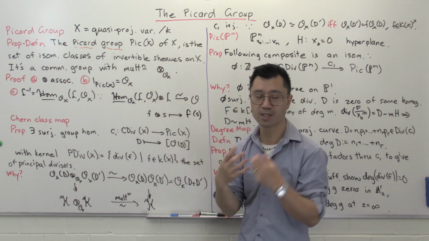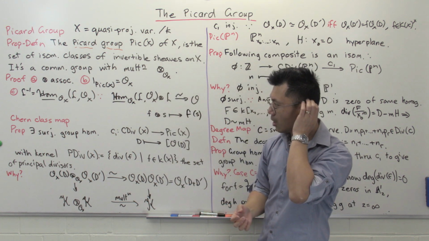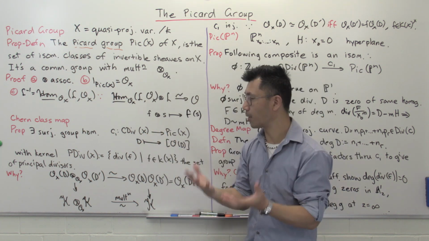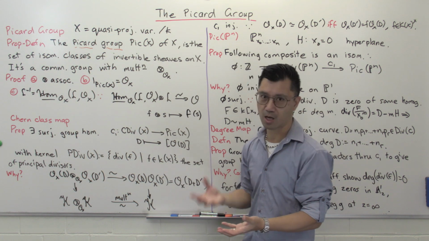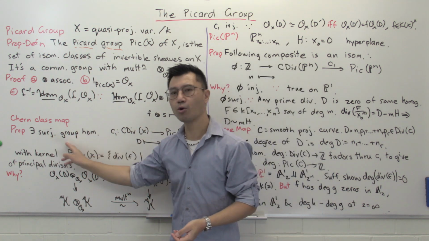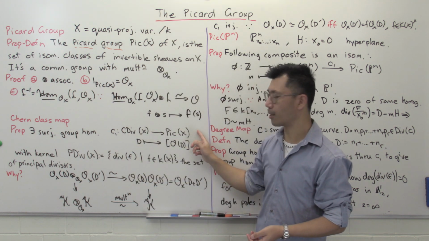Remember, invertible sheaves are kind of hard to imagine. So the way we'll do that is we're going to use divisors, and this is something I've prepped up a lot in the previous videos in this playlist. So I claim that there's a surjective group homomorphism onto the Picard group.